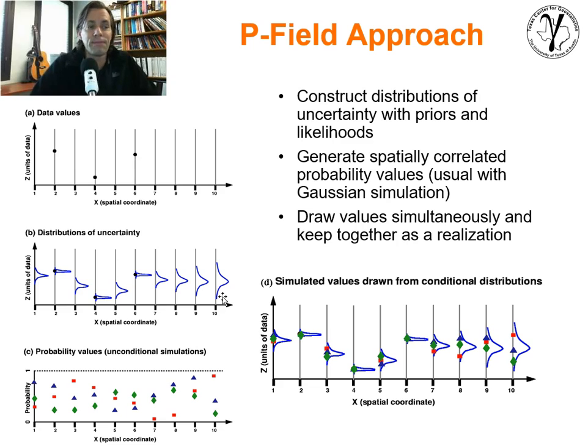Is it conditional? Well, at the data locations, the distribution of uncertainty shrinks to the data values. So with PField simulation, we can actually build models that honor the data, that have the right spatial continuity as imposed through these correlated probability values that are used to draw from the distributions. So it's a nice little methodology.